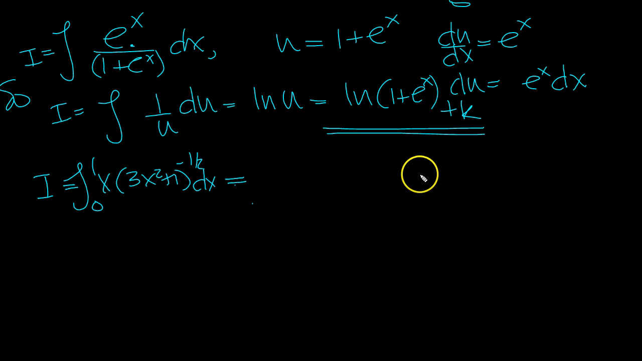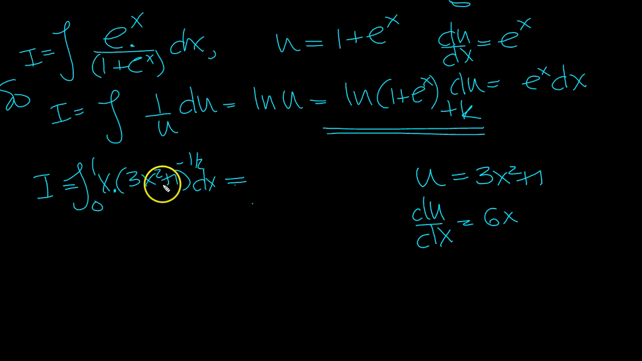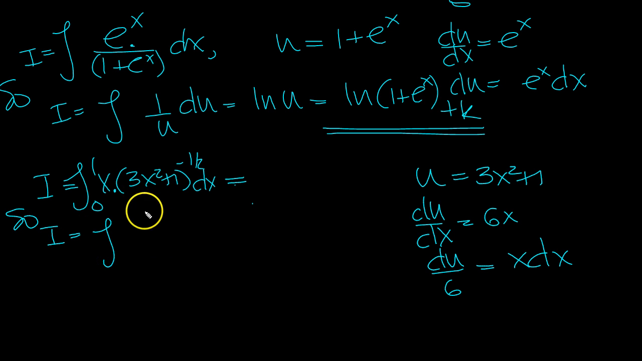So, u here, see the 3x squared plus 1 differentiates to 6 lots of x in this product. So that's what we try. du/dx is 6x. We want x dx, don't we? So du over 6 equals the x dx. Now we've got x dx, we've got this u to the minus a half, and the x dx is du over 6.